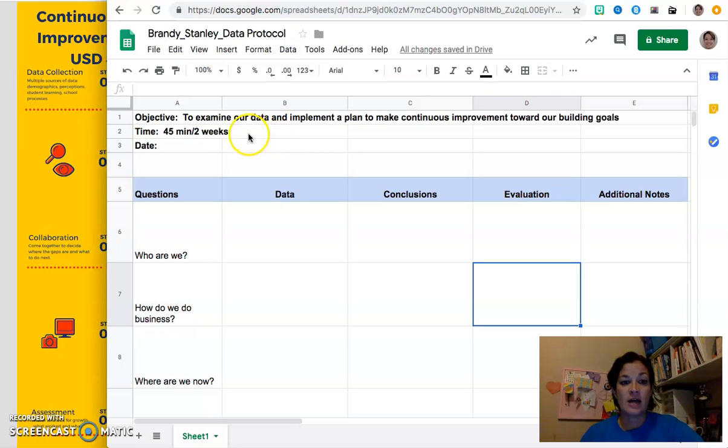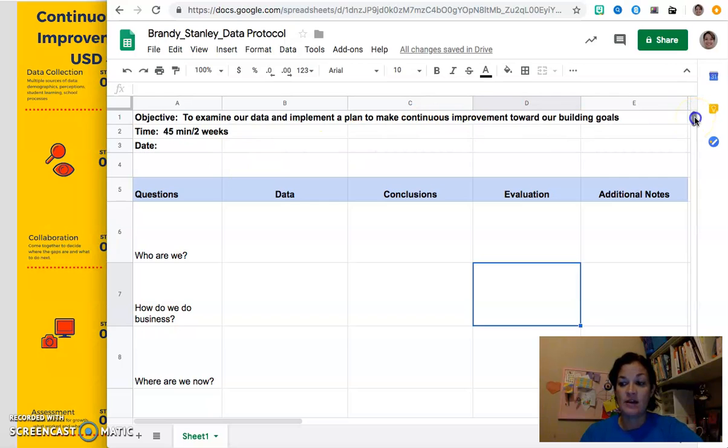And then it would be 45 minutes every 2 weeks. That's half of their planning time. We're on a block schedule, so we have about 90 minutes for a block. And then they would set the date. And then I've left room here for them maybe to write in a more specific goal depending on what they're working on for that day.